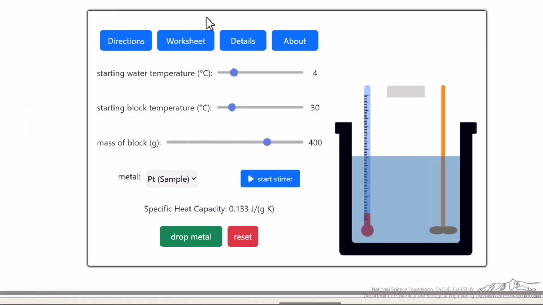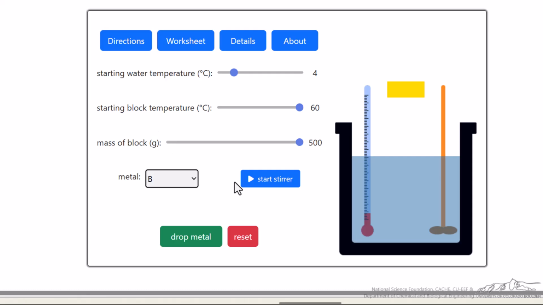So here's the simulation. We have a worksheet that gives details of what experimental measurements to make and what questions to answer to better understand the process. And then we can fix the starting temperature. Let's make a high temperature for the block, and let's make a large mass. We'll get the bigger temperature change. And let's pick sample B.